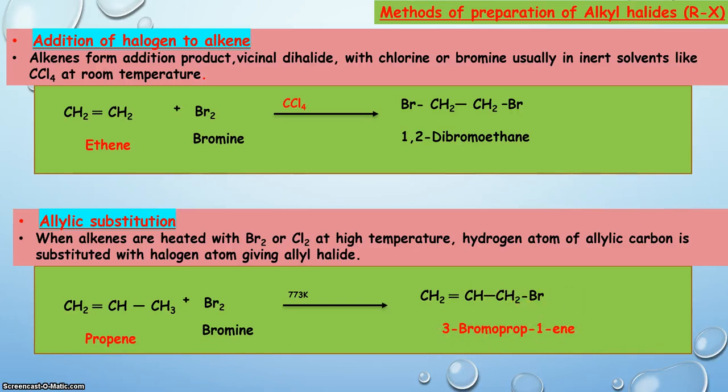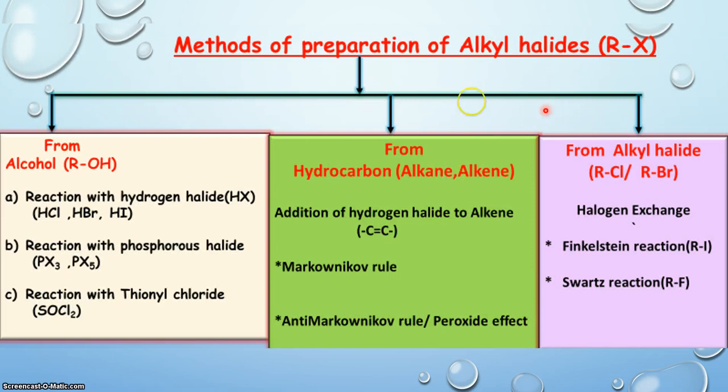3-bromoprop-1-ene. So students, in today's lecture we have discussed the preparation of alkyl halide from alkane and from alkyl halide only by using halogen exchange, and 2 name reactions, that is the Finkelstein reaction for the preparation of alkyl iodide and the Schwartz reaction for the preparation of alkyl fluoride.